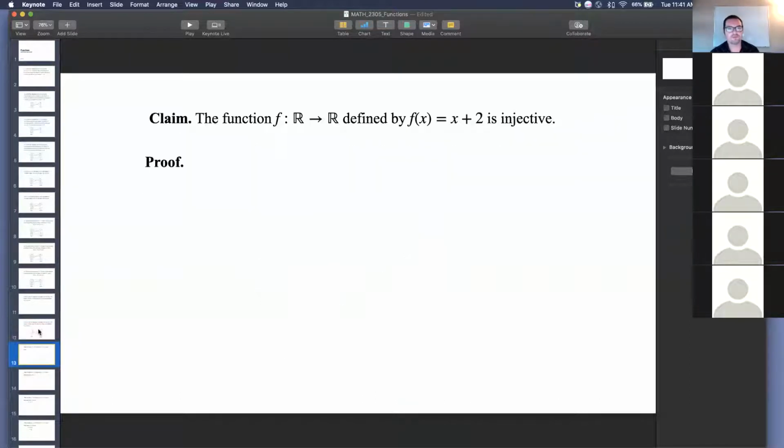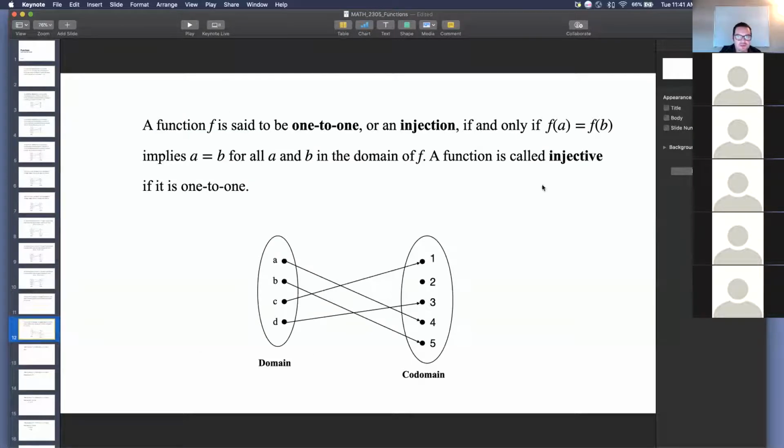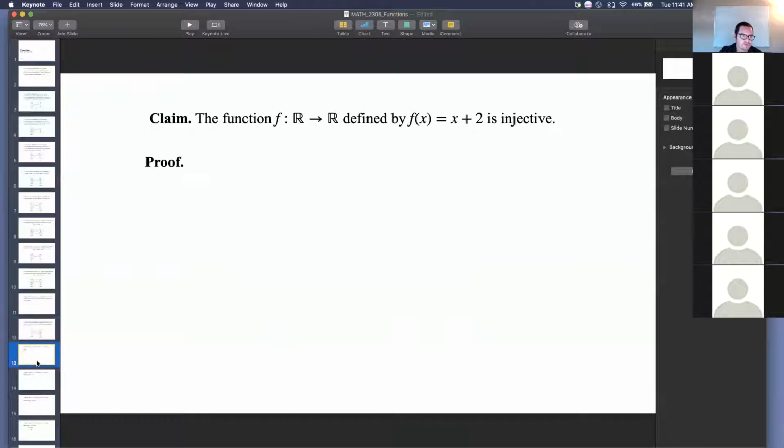Okay, so consider this function f from the real numbers to the real numbers defined by f of x equals x plus 2. I claim that this function is injective. So how do we prove that? Well, let's go back to the definition: f of a equals f of b implies a equals b. So that's all we need to do.